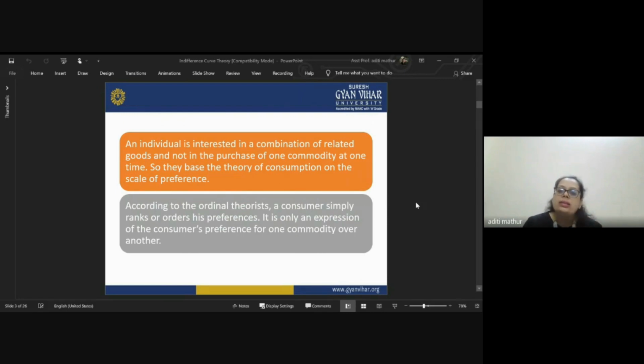According to the ordinal theorists, a consumer simply ranks or orders his preferences, right? He just orders all the items. So if I am going shopping, my preferences will be very clear: what I have to buy at an urgent point. My highest priority things will be ranked first, and my list will be prepared like that. The one I need at higher priority will be at the top of my list, then medium priority and the least priority items. I would like to cover all my items in that order only. That order of preference was supported by the ordinal theorists. They said the consumer simply ranks or orders his preferences.